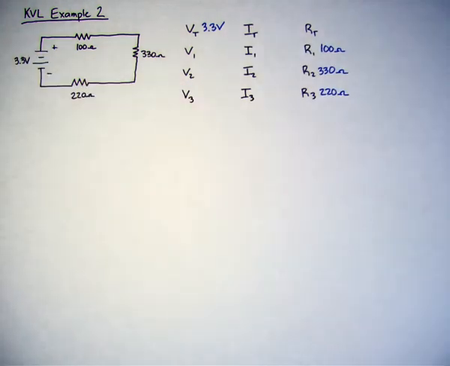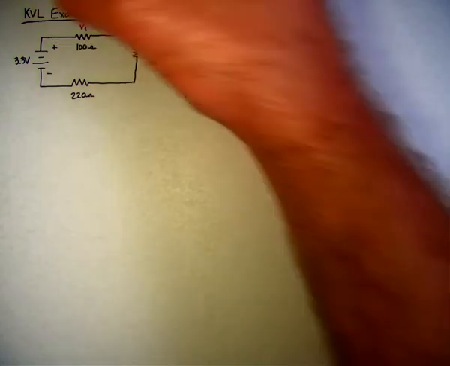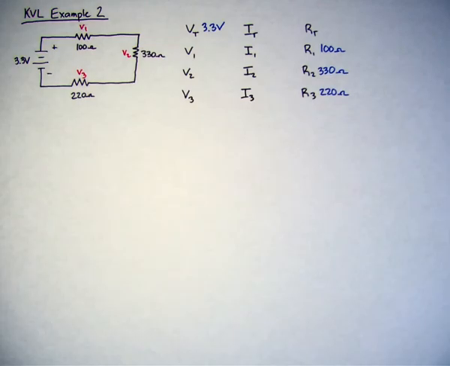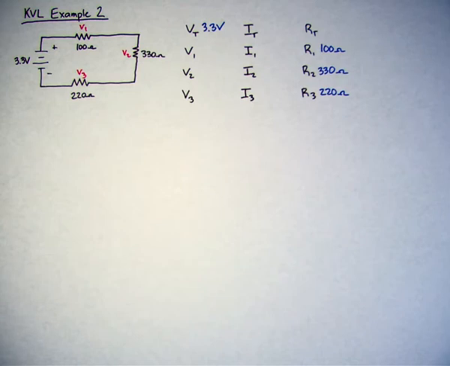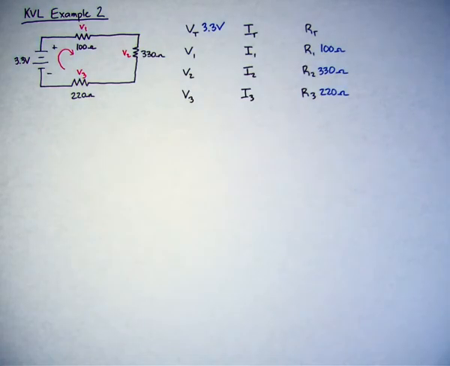The other thing I'm going to do is label my voltages. Since this is resistor 1, I'm going to call this V1, I'm going to call this V2, and I'm going to call this V3. That's important when we're looking at our voltage law. Now the other thing we have to do when we create our loop, and in this case we only have one single loop here, is specify the direction of the loop. So I'm going to say that we are going in a clockwise motion around the loop.